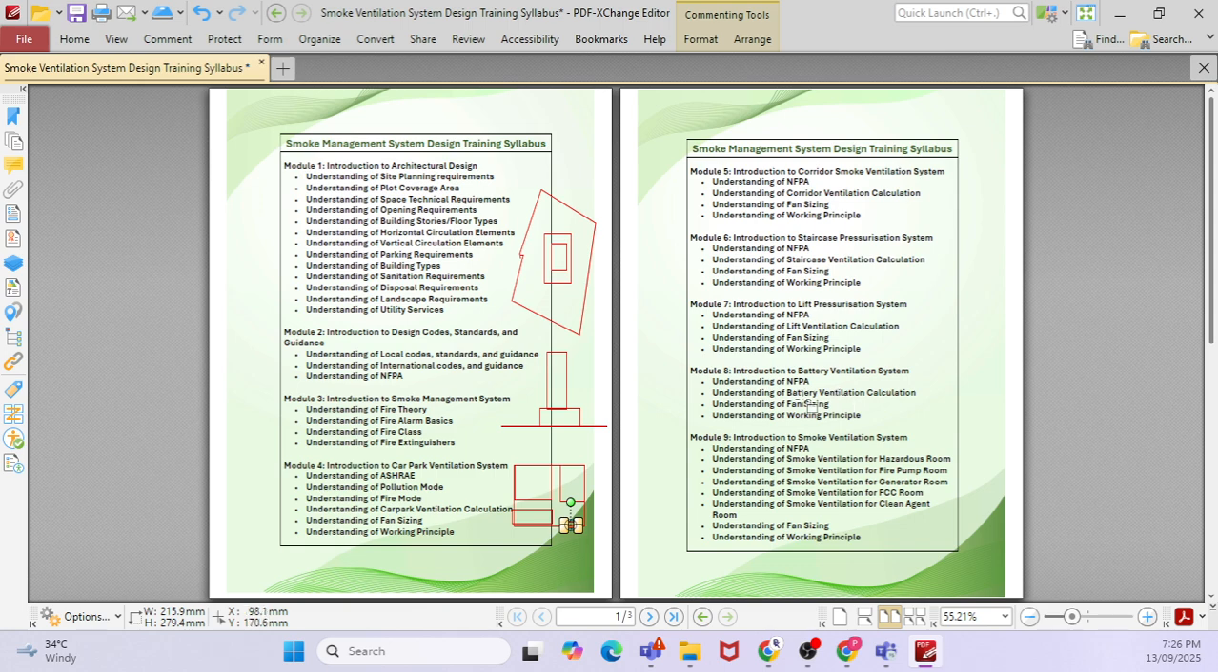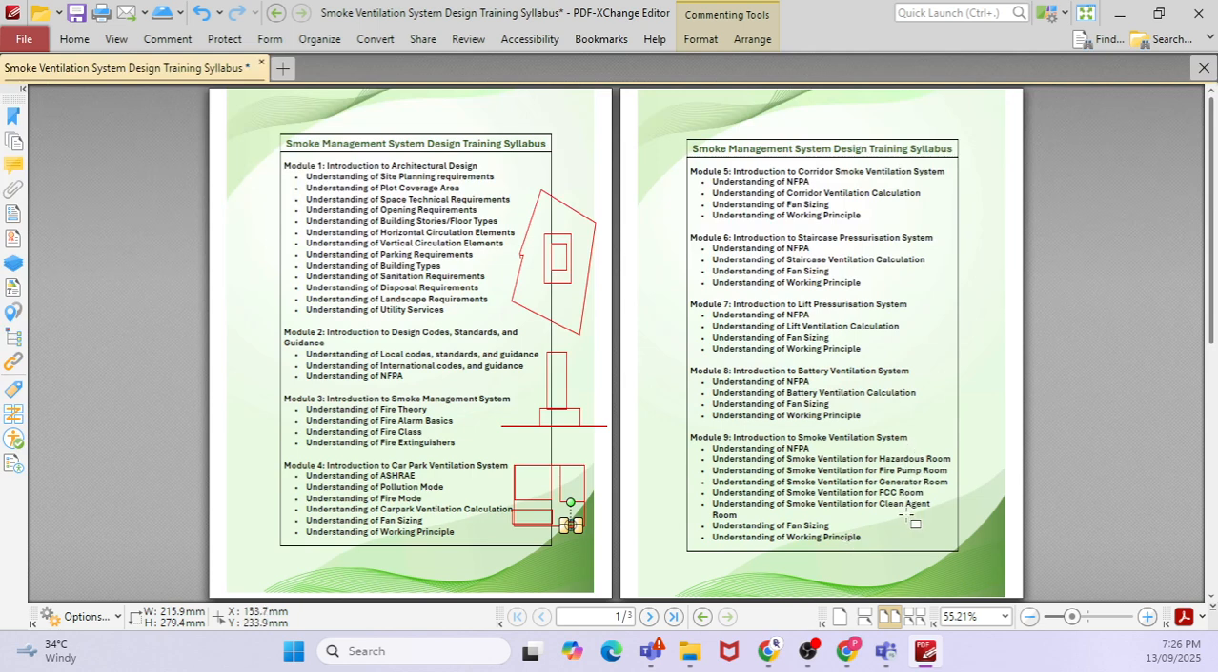And similarly for the other rooms, there is a smoke ventilation system for rooms like the hazardous room. Then you have the fire pump room, generator room, FCC room, clean agent rooms. Then you have the fan sizing. Then we will also see the working principle of each and every room.